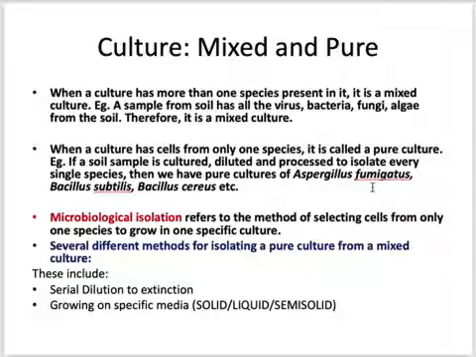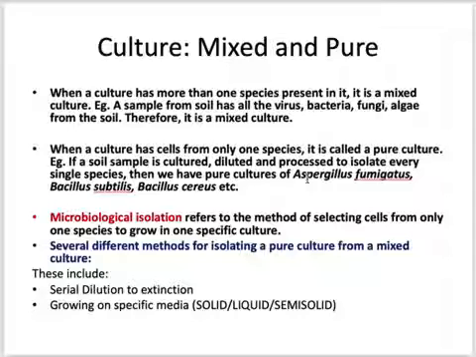For example, if a soil sample is cultured and then diluted and processed to isolate every single species, then we have pure cultures of many different microorganisms, such as Aspergillus fumigatus, Bacillus subtilis, Bacillus cereus, etc. Okay, I'm coming to that. I'm saying that we isolate bacteria.